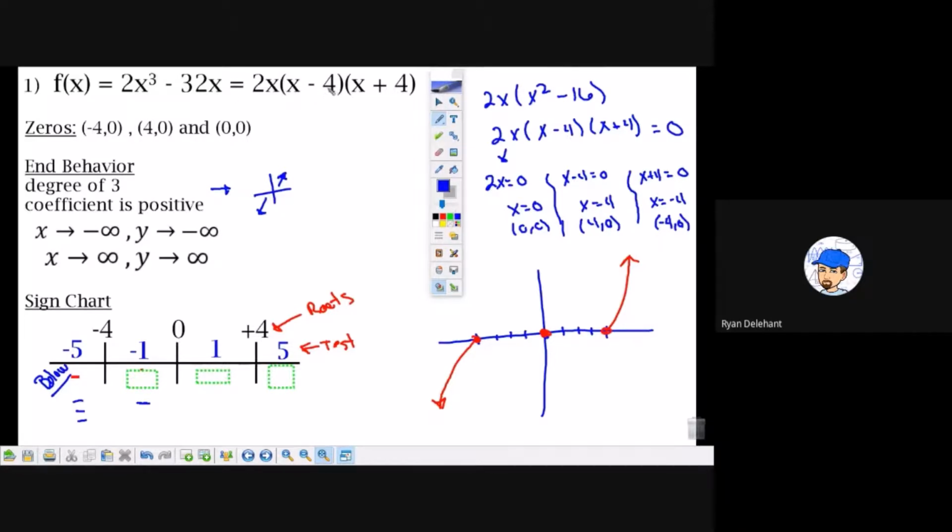-1 minus 4. Is that a negative or a positive? -1 minus 4 is negative. What is -1 plus 4? That one's positive. How many negative signs do you have? 2, and 2 is even. So anytime you get an even number of negative signs, your overall is going to be positive.